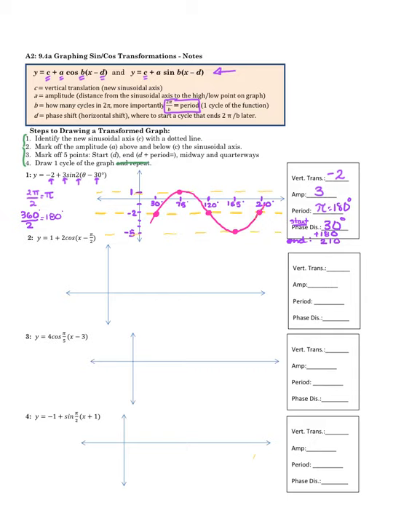All right, let's try another one. Now we're back to radians. So we have here 1 is my vertical translation, 2 is my amplitude, B in this case is 1, and since we do have radians here, 2 pi over 1 tells me that my period will be 2 pi, but we will be starting at pi over 2, the D value.